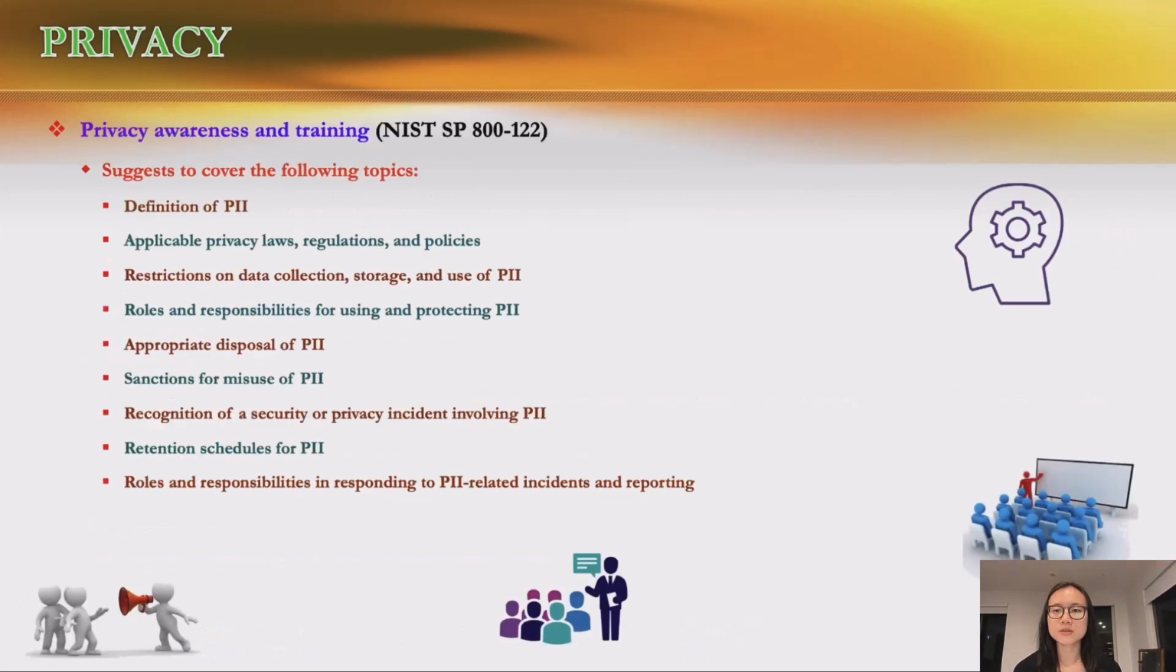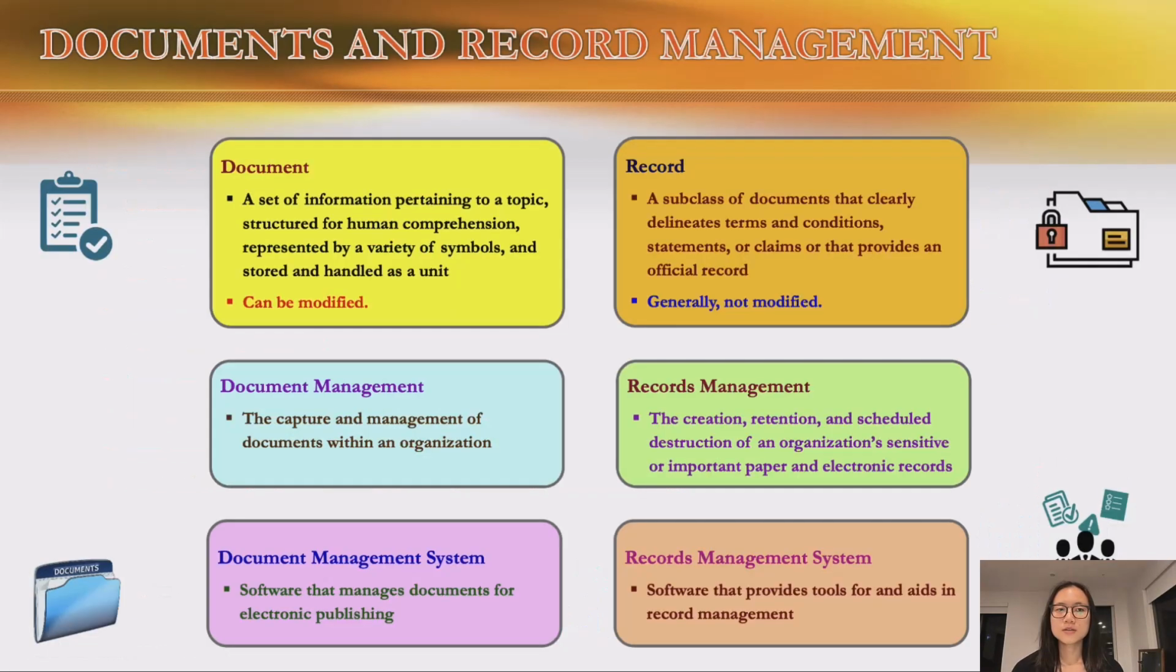With respect to awareness and training, the National Institute of Standards and Technology Special Publication Guide to Protecting the Confidentiality of Personally Identifiable Information suggests to address the following topics listed here on this slide. For the next part of this lecture, we're going to introduce documents and record management.